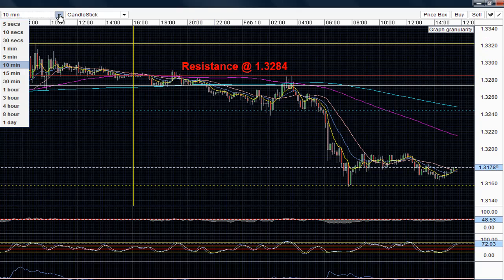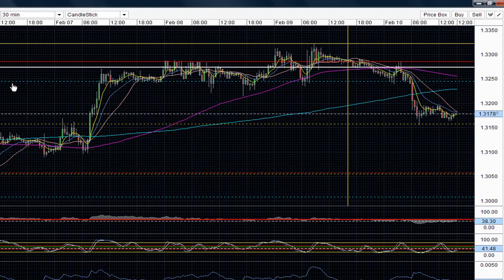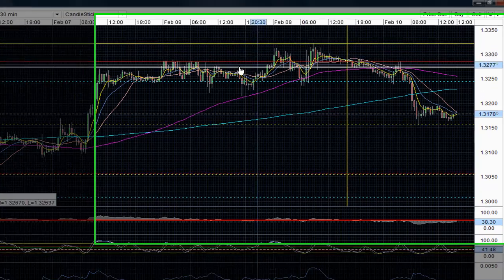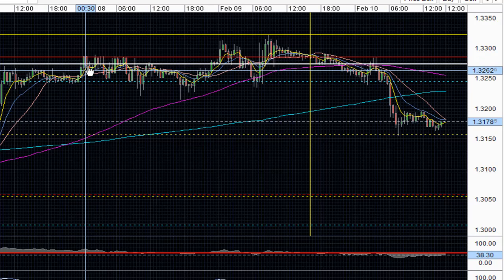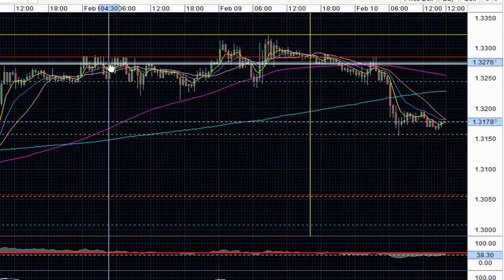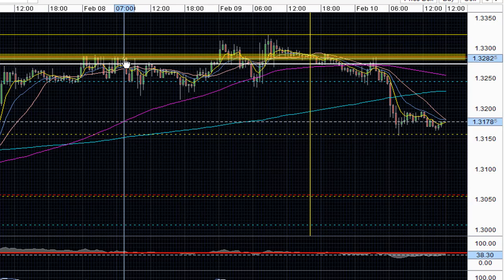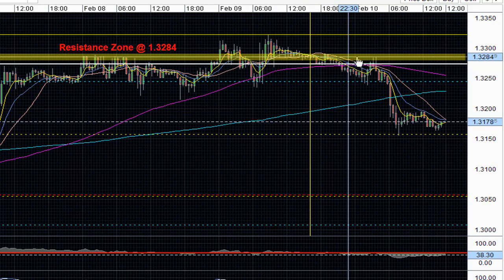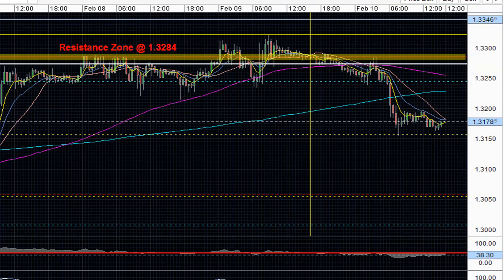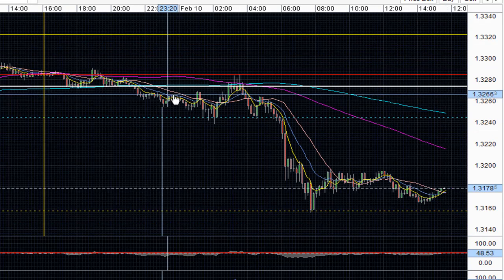Now if I was to go to the 30-minute chart, and if you glance to the left, you would notice that on February 8th, the pair had tried to test this resistance a few times, but it failed to break through this resistance level. So this proves to us that this 1.3284 zone is a good area of resistance. And if you were looking for an opportunity to re-enter into the market to go short again, that would have been a good place to do it.